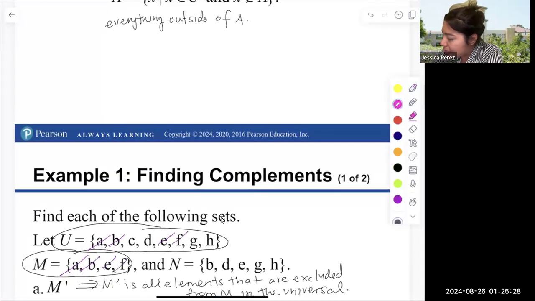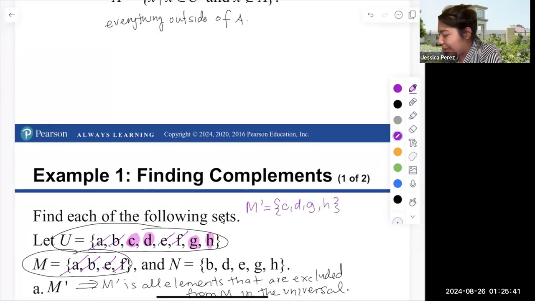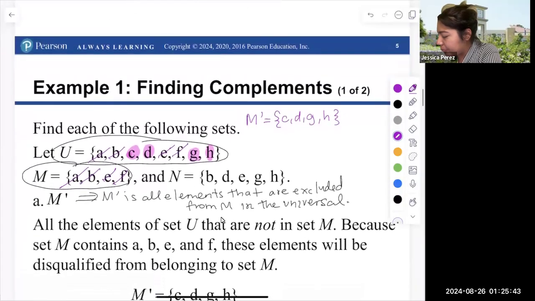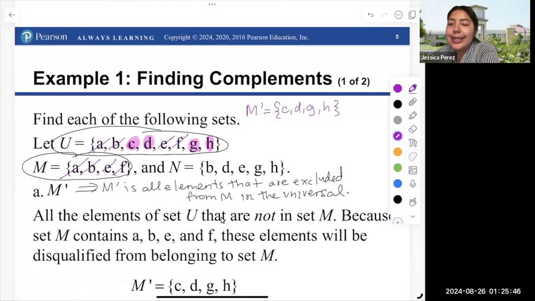So what do we have left over in the universal set? And that's exactly what M prime is. So M prime is the set C, D, G, and H. So we are excluding all of the elements in M from the universal set. We're just crossing them out. So we're removing them, U minus M pretty much.